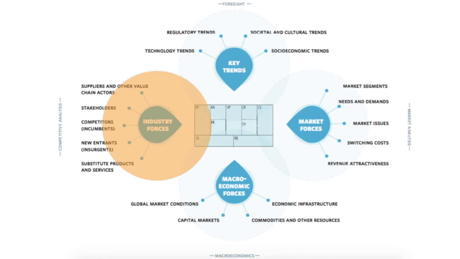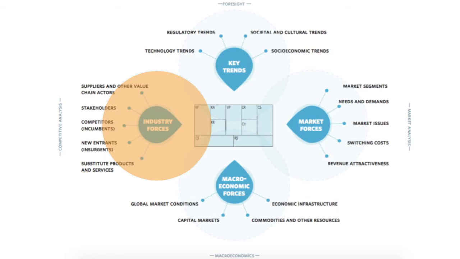New entrants looks at how many new competitors enter the industry. High revenue attractiveness of customers will attract more new entrants. Substitute products and services refer to propositions that can replace your own. How much do they cost? How easy are they to acquire or access?